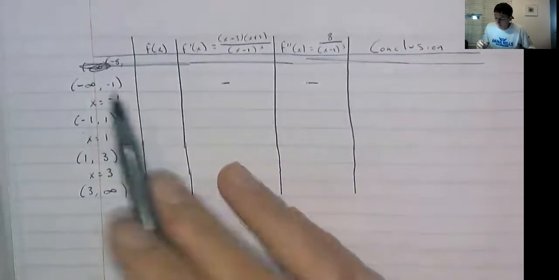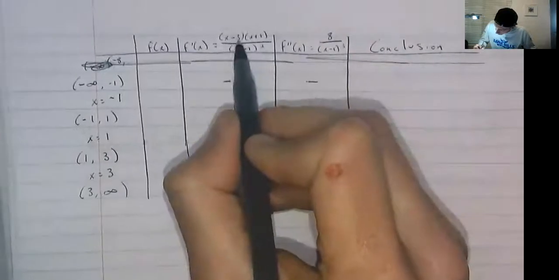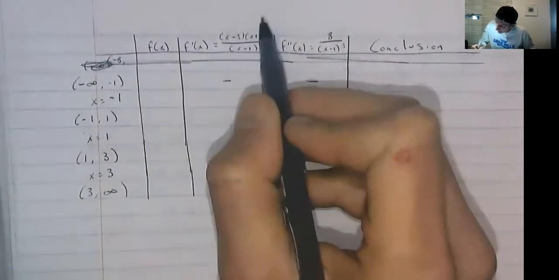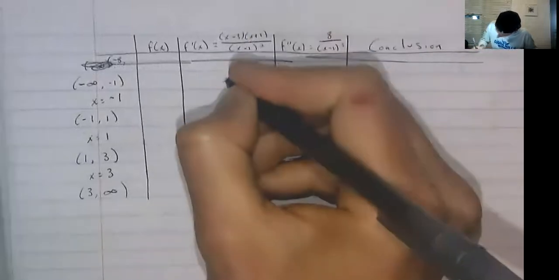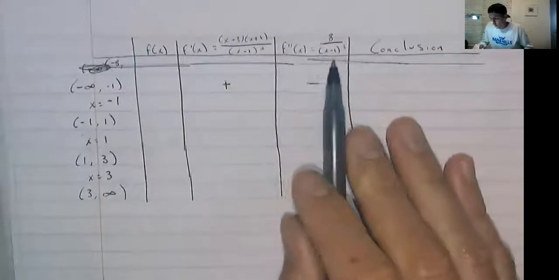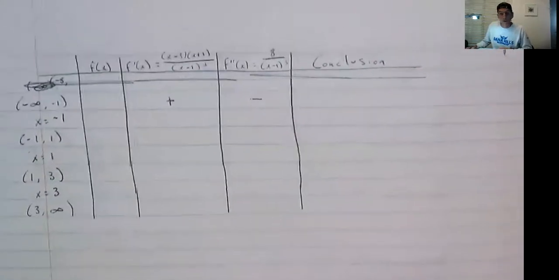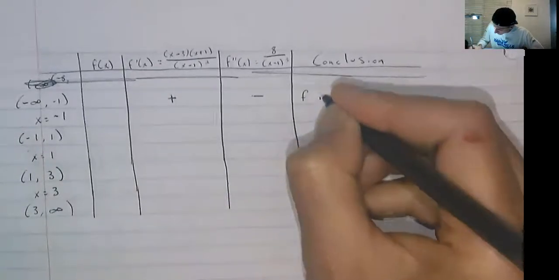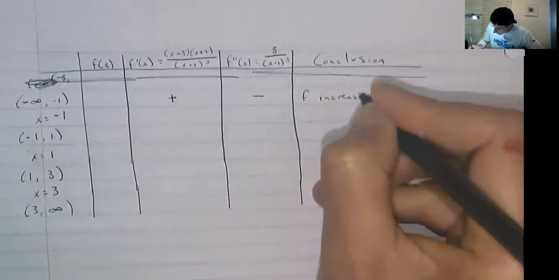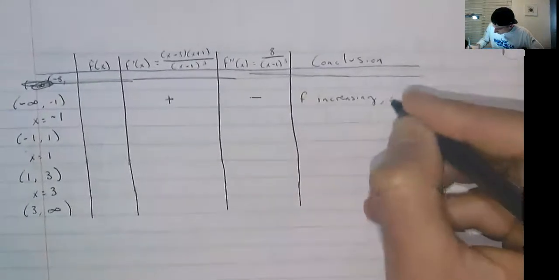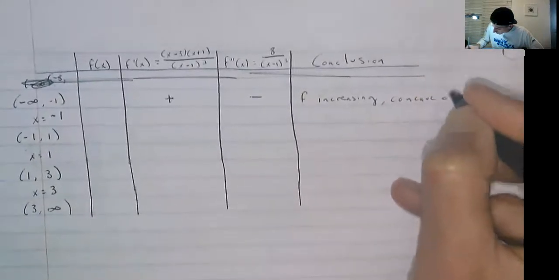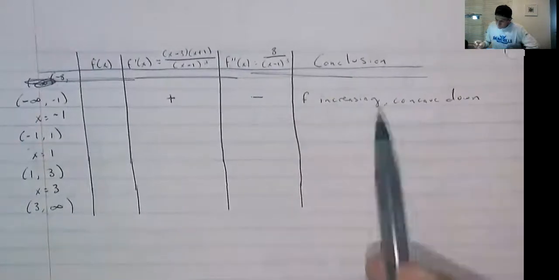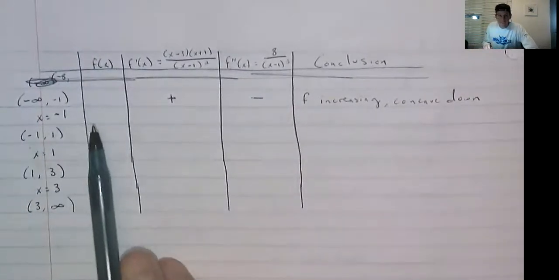Let's try like negative 2. Negative 2 for x gives us a negative here, which is a positive. Okay, there we go. It's a positive. Here we still get the negative. Phew. That was close. What does this tell us? Positive first derivative tells us f is increasing. Negative second derivative tells us concave down. Cool. At negative 1, that's when we have our first 0 here.